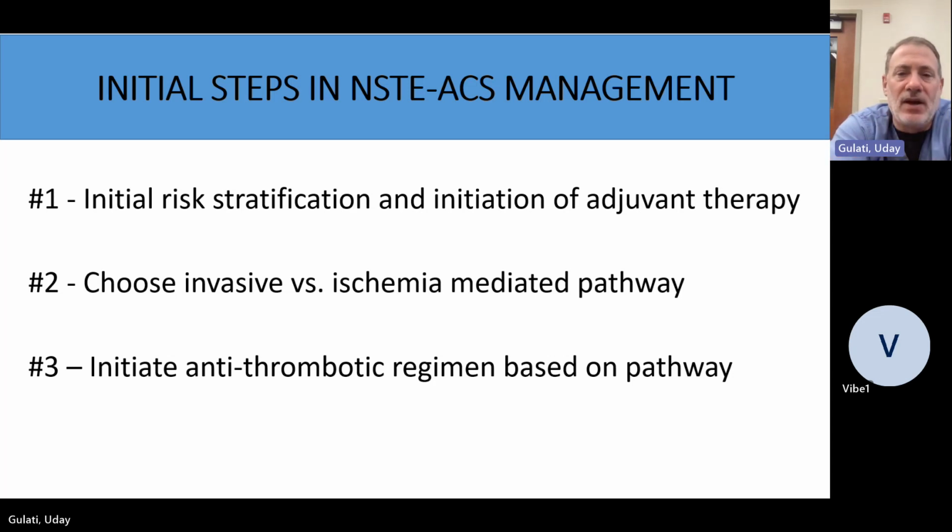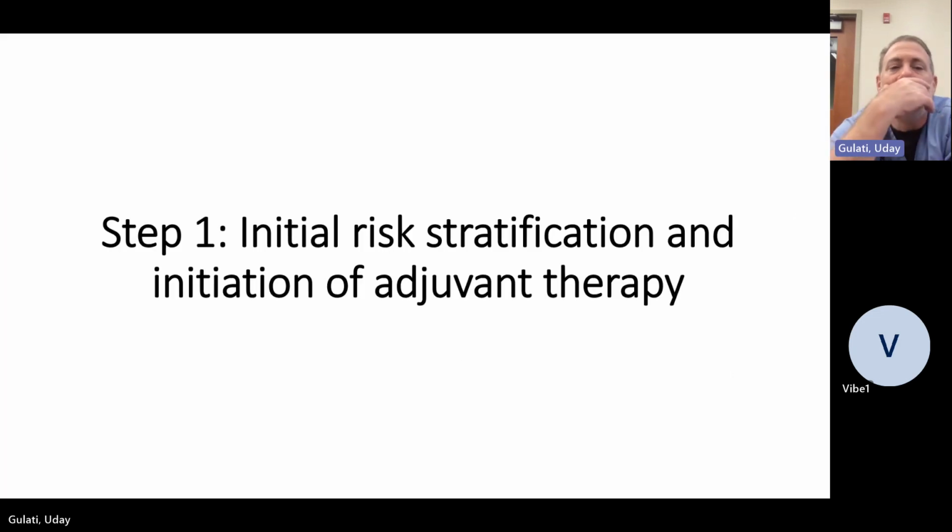So I like to think about ACS in 3 steps. Initial risk stratification, which couples very closely with the initiation of appropriate adjuvant therapy. Then choosing an invasive versus what's called an ischemia-mediated pathway, and then initiating the appropriate antithrombotic regimen based on that pathway. All right. So initial risk stratification and initiation of adjuvant therapy.